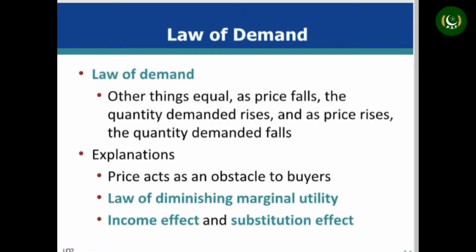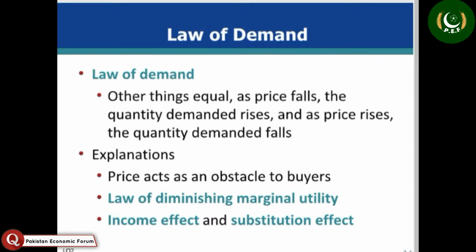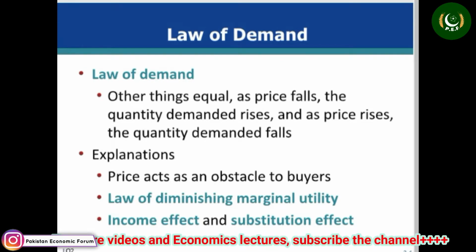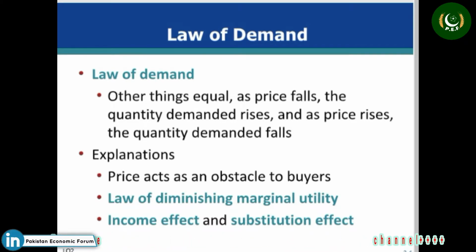An inverse relationship exists between price and quantity demanded. Prices act as obstacles for buyers and keep them from being able to buy everything that they want. So it makes sense that with a limited income, consumers will buy more at lower prices.